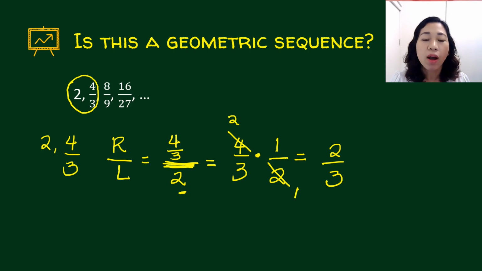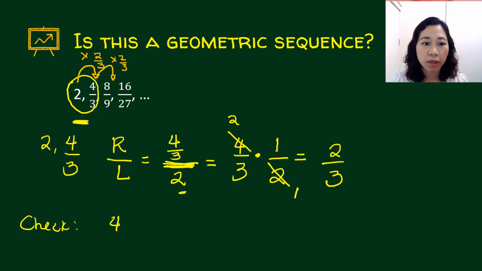What is that saying? Now, I don't actually want to do the right over left again, because these are fractions, and it's a little bit longer to divide, right? So what I do is I just look at the right over left in my first two terms here. From 2 to 4/3, that means I multiply by 2/3. So how do we know whether this is a geometric sequence? I will now multiply this same number on 4/3 to see if I will get 8/9. Okay, so let's check.